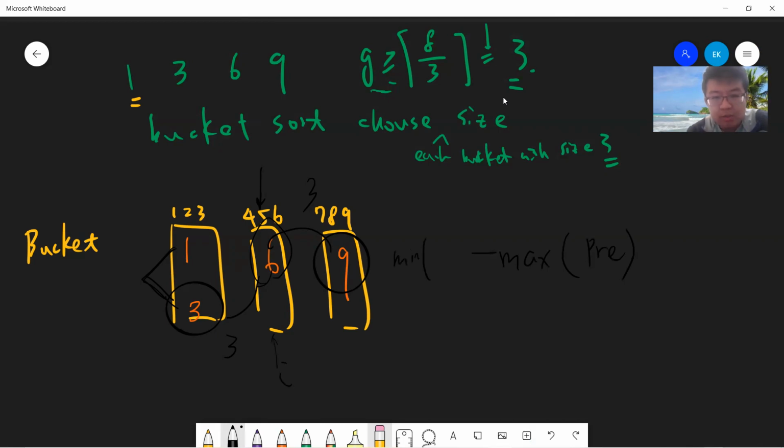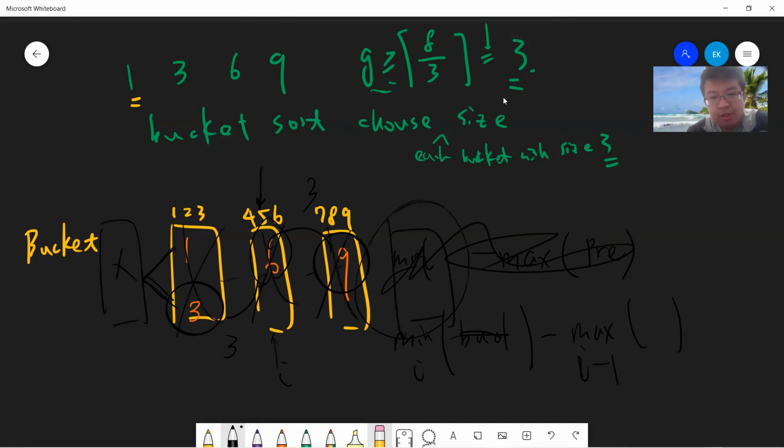So the answer must be the minimum of bucket i minus the maximum of the previous bucket, provided the bucket is non-empty. If it's empty, then I don't care. For example, maybe there is something here and then something here, and all of these are empty. Then I only need this difference. So I need the minimum minus the previous maximum, provided they are non-empty. Okay, that's it. Basically, find a gap and then do the bucket sort.